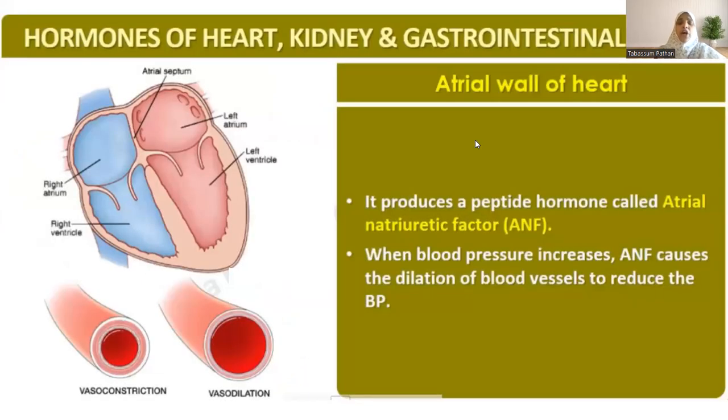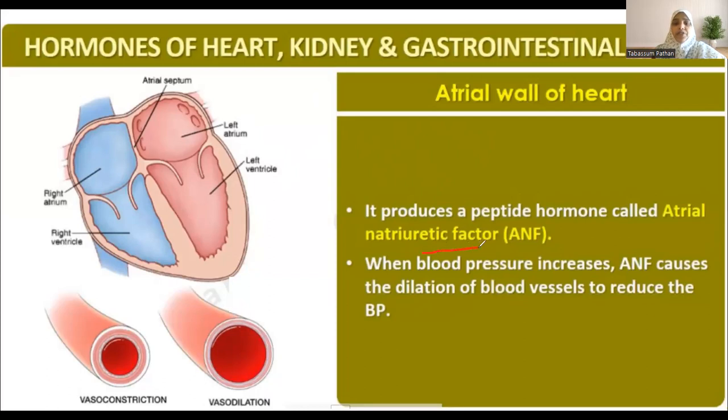Now there are a few other substances that are released by different parts of the body. For example, the heart, kidney, and the GI tract. So the atrial wall of the heart also releases a peptide hormone, which is known as the atrial natriuretic factor. This is important in maintaining your blood pressure. Okay. So when you have an increased BP, ANF will be released, and ANF will cause what? Relaxation of the blood vessels.